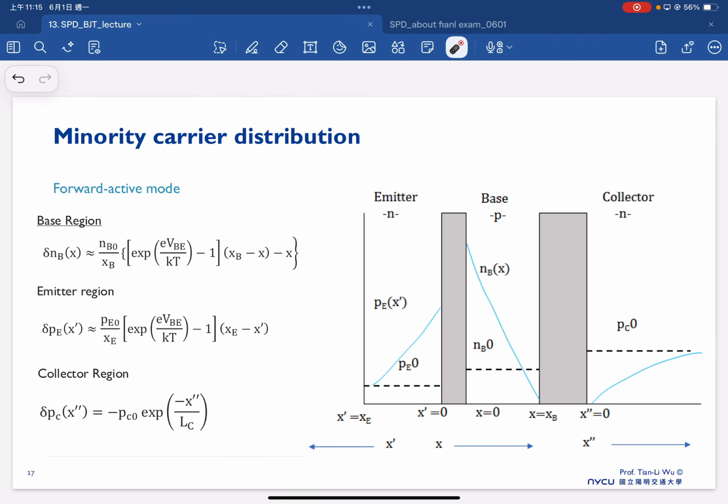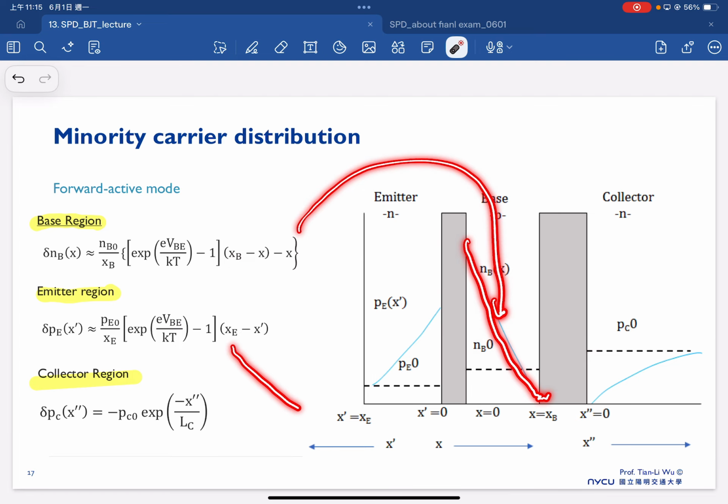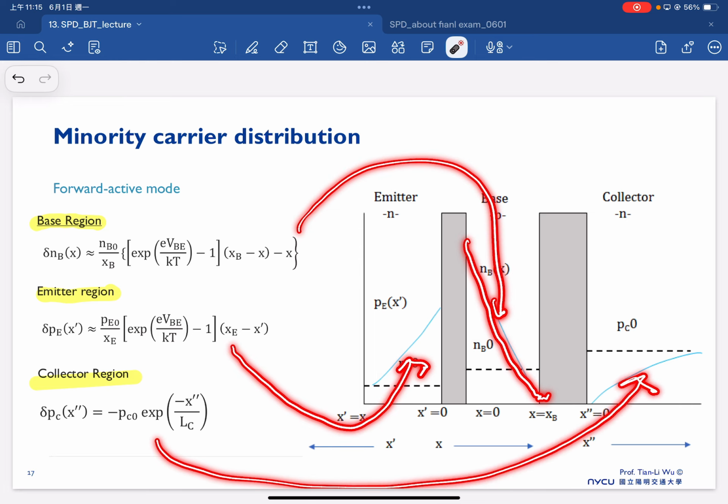Finally, we have the three minority carrier distributions: in the base region, in the emitter region, and in the collector region. If you plot these equations, they will be exactly the same as what we drew before. This is the equation for the base, this is the equation for the emitter, and this is the equation for the collector.